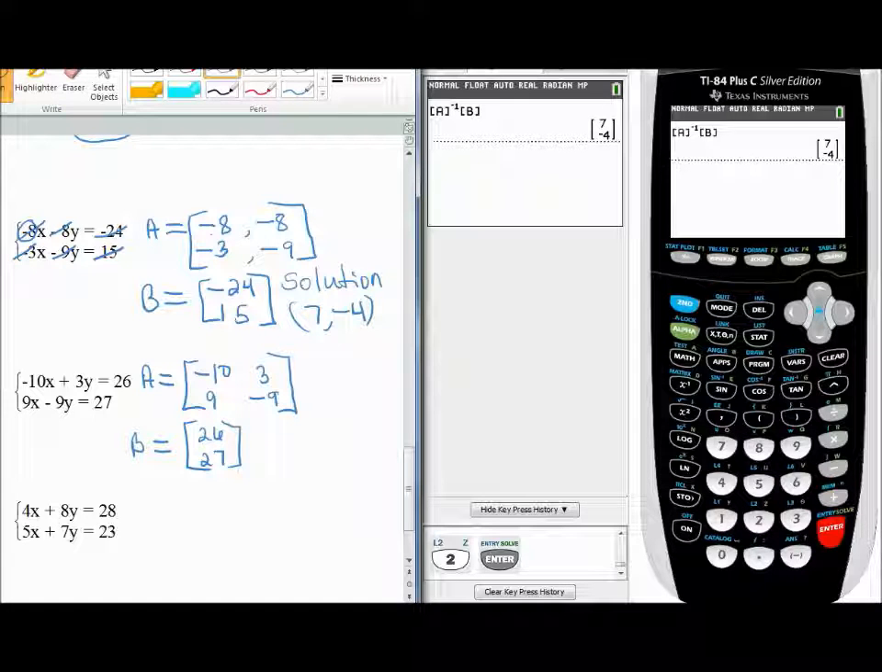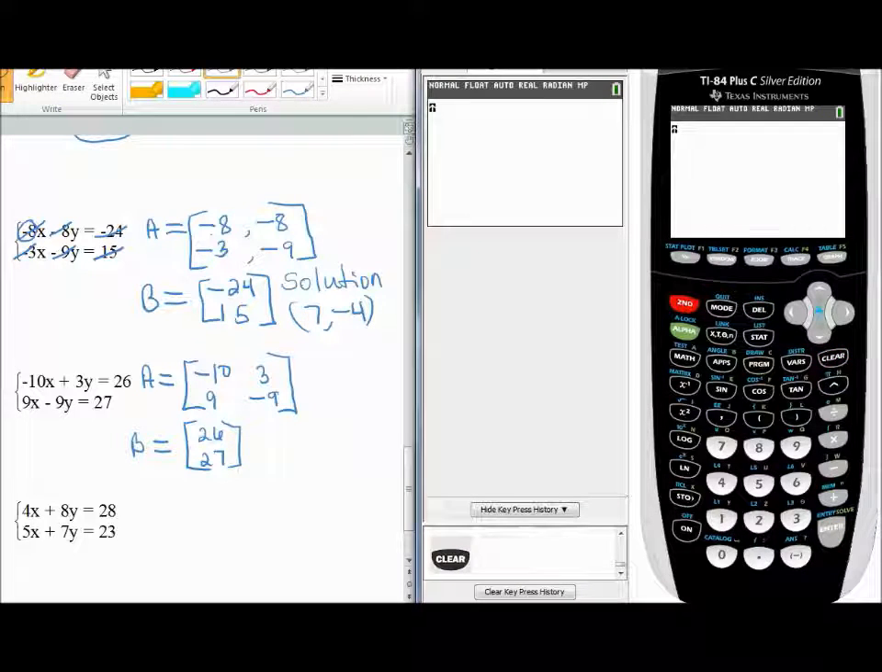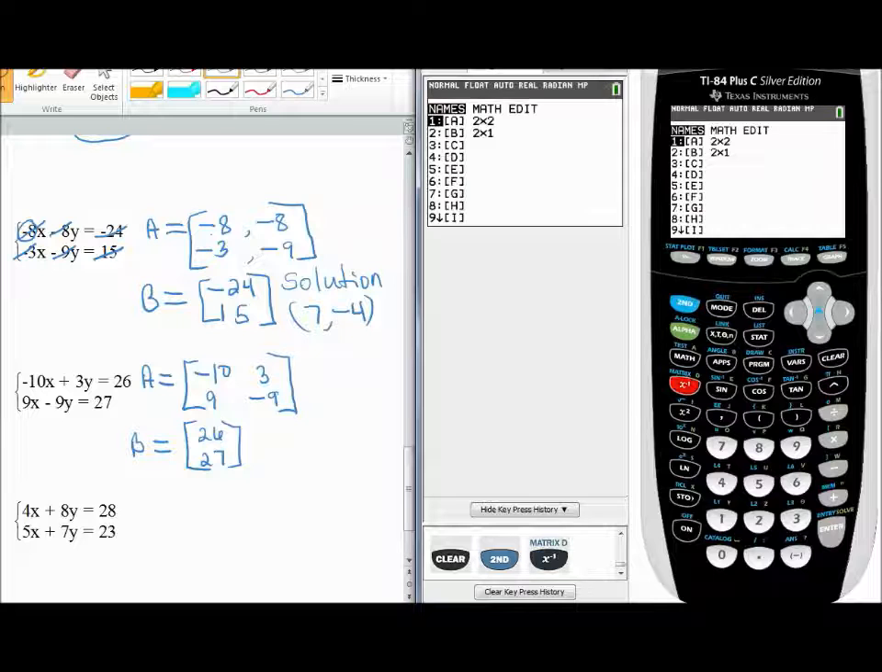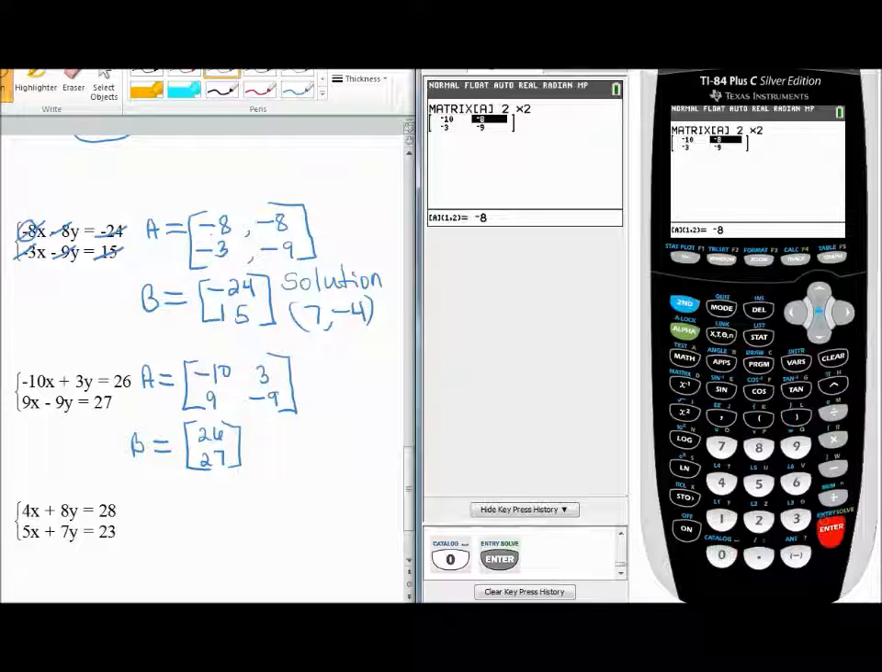Now I go to my little hand calculator. I'll clear that. I don't really have to, but I just like to clear it. I don't want to confuse anybody. I'm ready to enter the data for matrix A, so I have to scroll over to edit. That's how I enter data. It's already a 2 by 2, so I plug in my entries. I have a -10, 3, 9, and -9.